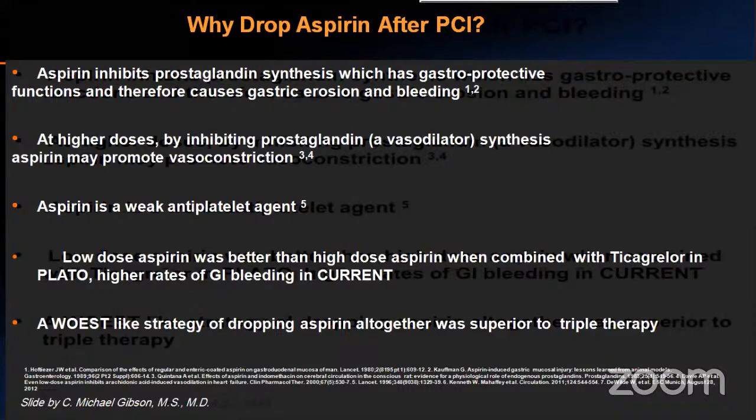A WOEST trial-like strategy, dropping aspirin altogether, was superior to triple therapy. Next.